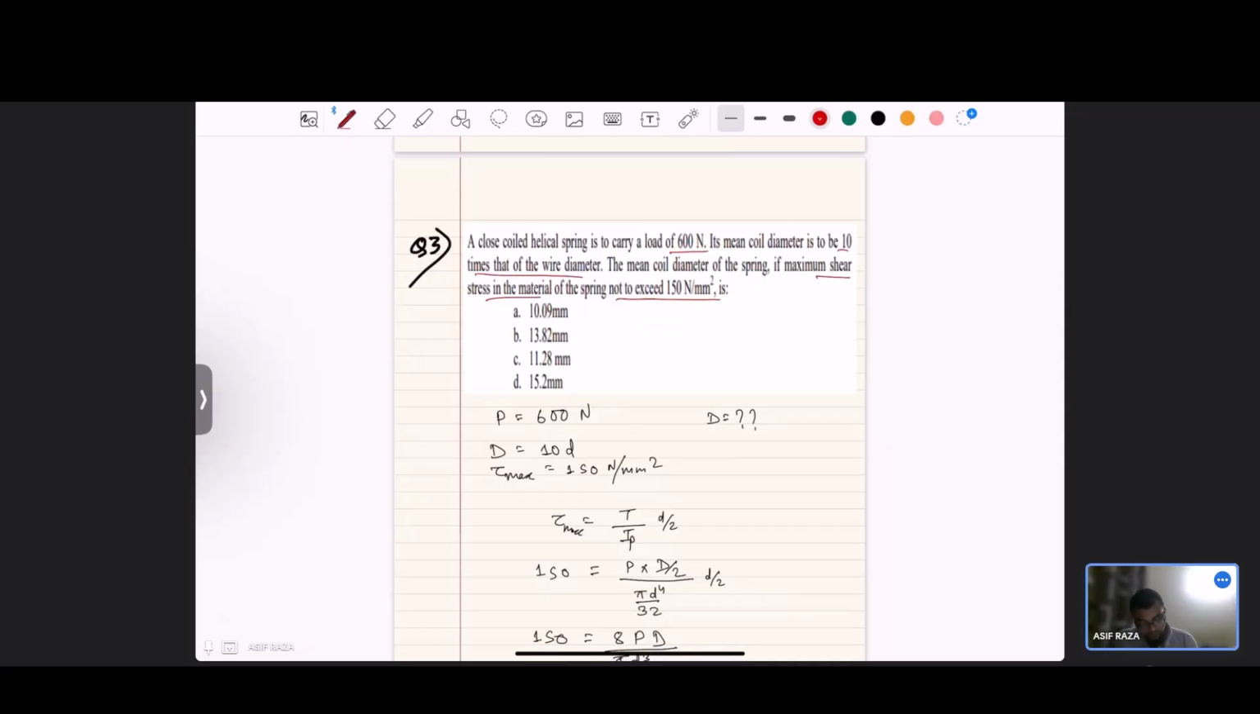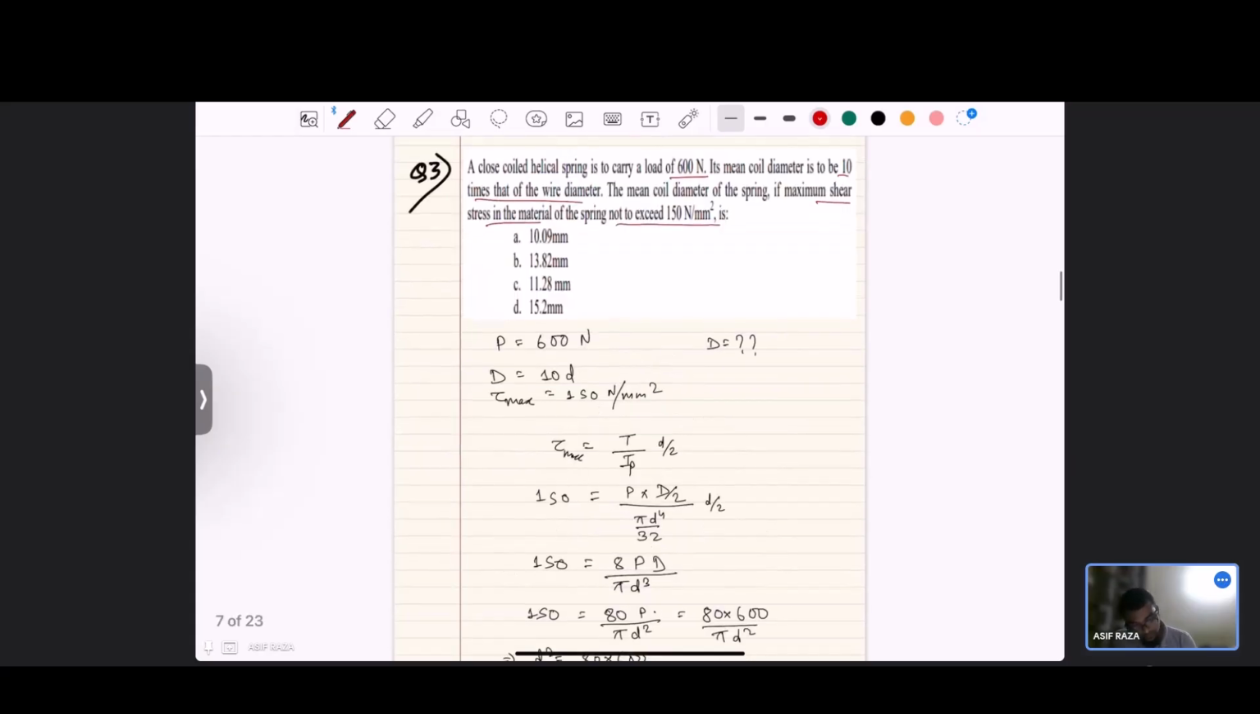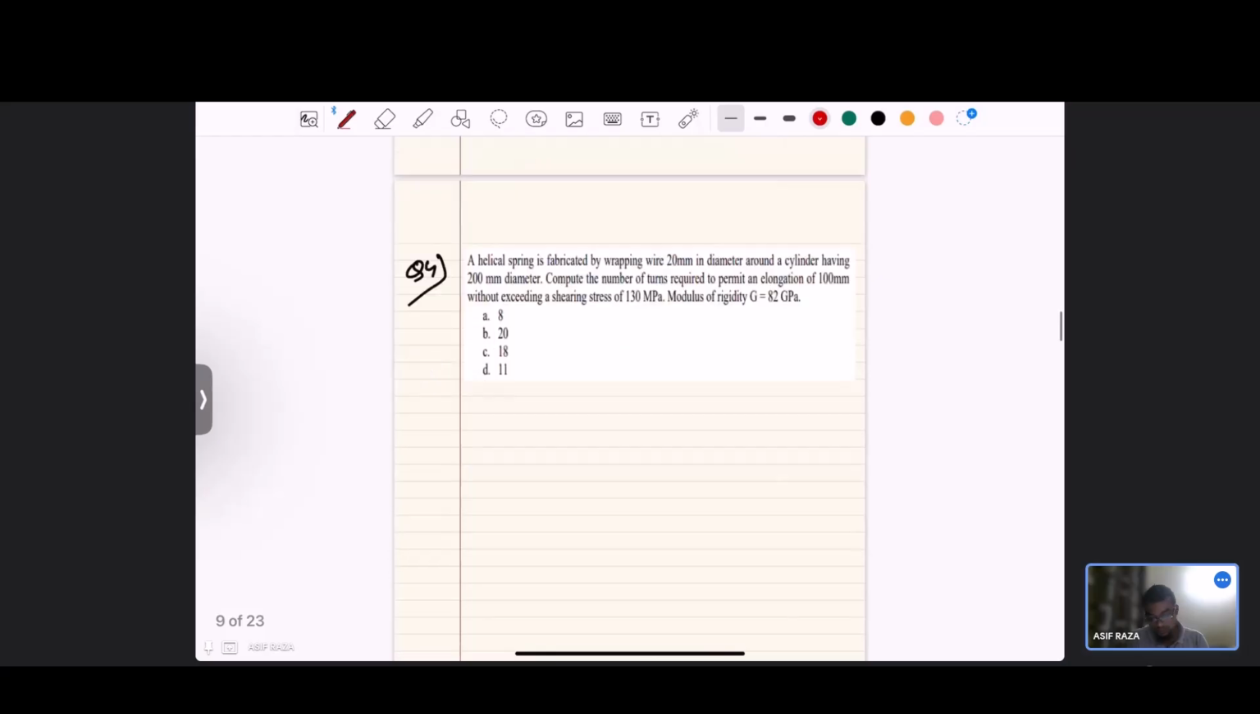So with the given question, actually the question is asking for mean coil diameter, but it should be wire diameter. Then my answer would be option A, 10.09 mm. Otherwise it should be multiplied with 10 times and it should be 100.9 mm. Then that would be mean coil diameter, right? Okay, moving on to the next question.